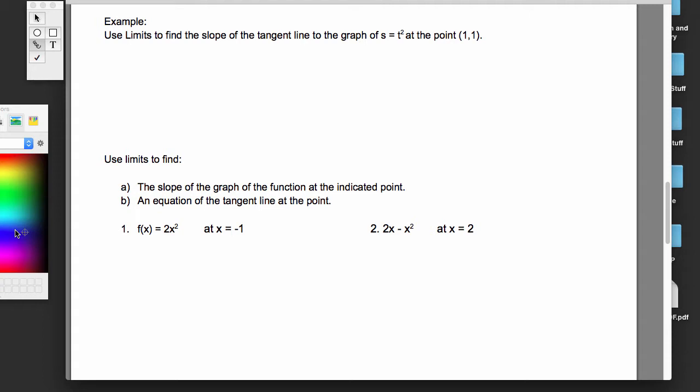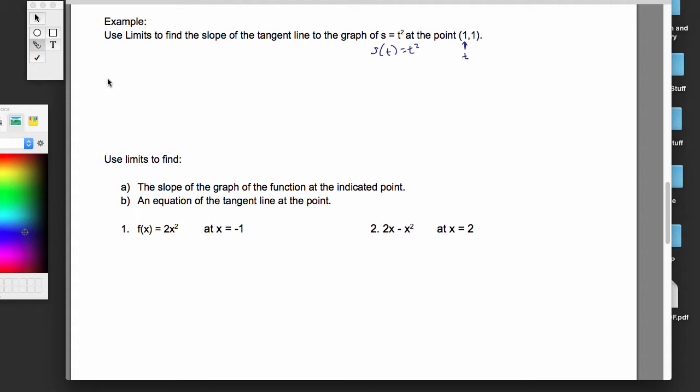So as we look at this, let's start off with an example that we looked at just a little bit, but we're going to explain it a little bit more to drive that point home. Use limits to find the slope of the tangent line to the graph of s equals t squared. So this is our s of t, and the point is t equals 1. And this is going to be the t that we're evaluating it at. So we're going to use that x like it's the time, like it's the t.